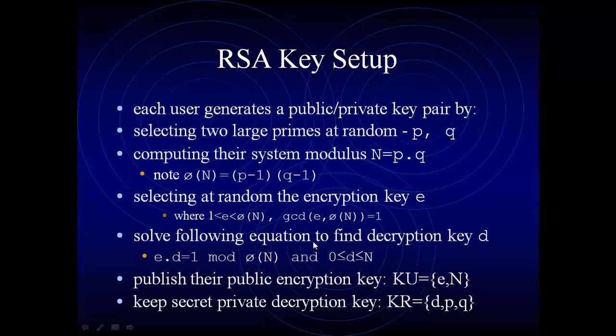Then you are going to solve the equation to find your decryption key D. How are you going to do it? The E value that you have assumed, you multiply with D, which should give the value 1, that is, E times D equals 1 modulo phi of N. Here the D value will be less than or equal to N, which you have to remember. So here you find this decryption key.